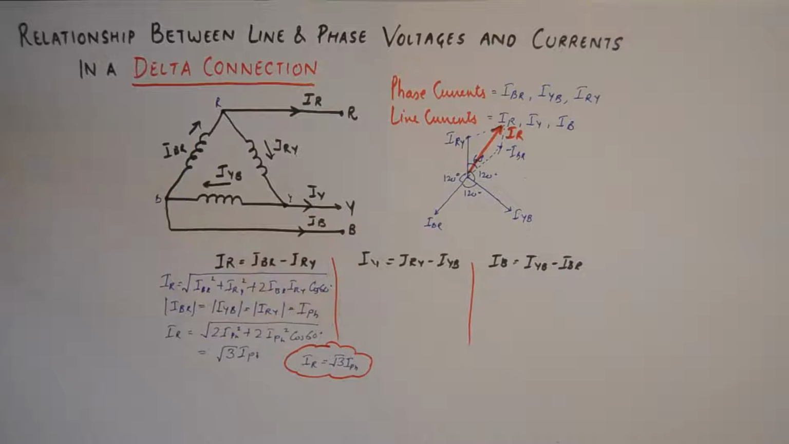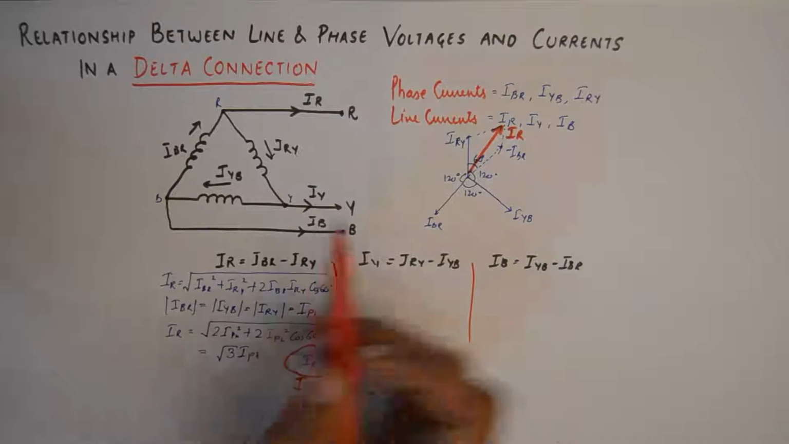So we know that the relation between the phase voltage and line voltage in star connection was of this nature, but the relation of phase current and line current in delta connection is of this relation, where the line current IL is equivalent to under root 3 IPH.